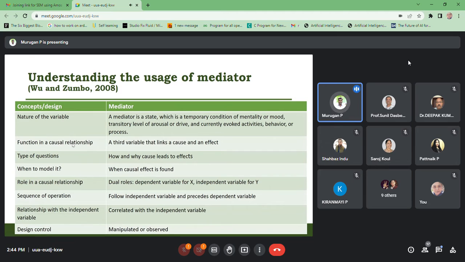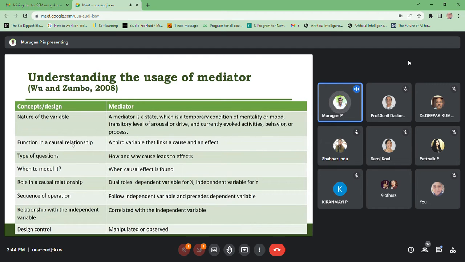Then the type of questions. As I said earlier, how and why a cause leads to an effect. These are the two sorts of research questions we are trying to answer with the help of a mediational hypothesis, or with the help of a mediator. Then, when to model it: when a causal effect is found, at that time you can keep some mediators and explore the mechanism.